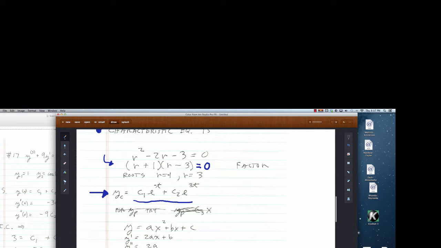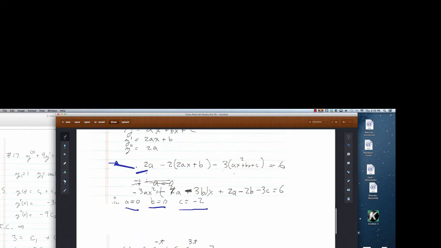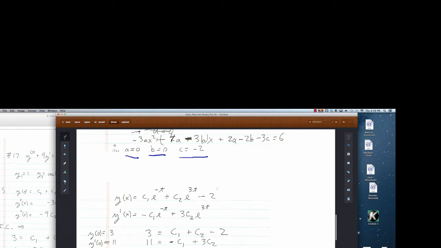This is a little messy, but the bottom line is it's easy to see that a has to be 0 because there is no quadratic term in the number 6. Similarly, because a is 0, b must be 0 because there is no linear term in the number 6. And since 2a minus 2b minus 3 times c is 6, that forces c to be equal to minus 2.